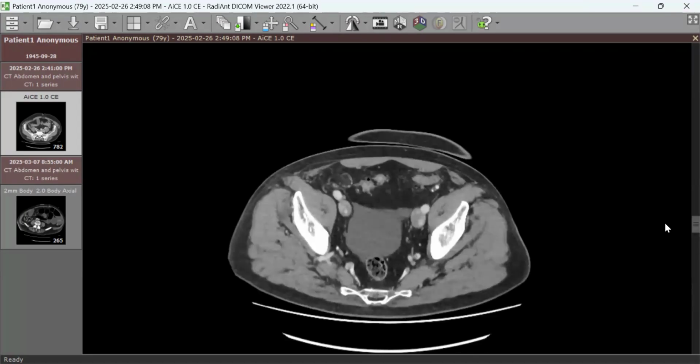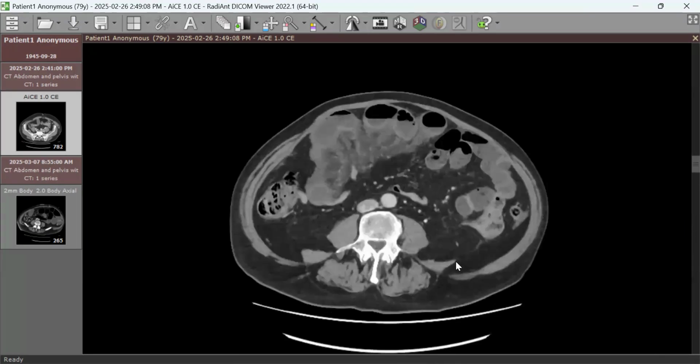So thank you, doctor. That was excellent. The closed loop obstruction due to adhesions with bowel ischemia. Thank you so much. The next one.